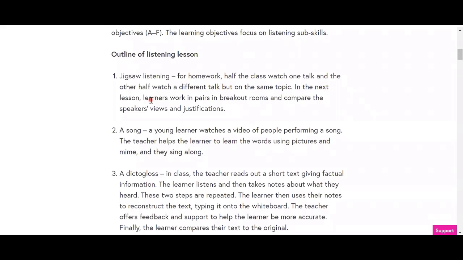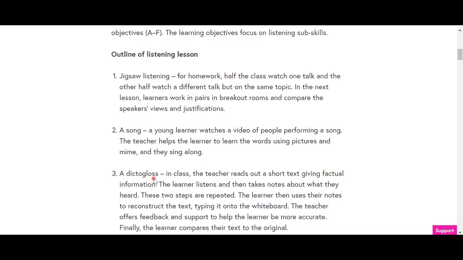So here we got the outline of the listening lesson. 1. Jigsaw listening. For homework, half the class watch one talk and the other half watch a different talk but on the same topic. In the next lesson, learners work in pairs in breakout rooms and compare the speakers' views and justifications. 2. A song. A young learner watches a video of people performing a song. The teacher helps the learner to learn the words using pictures and mime and they sing along.